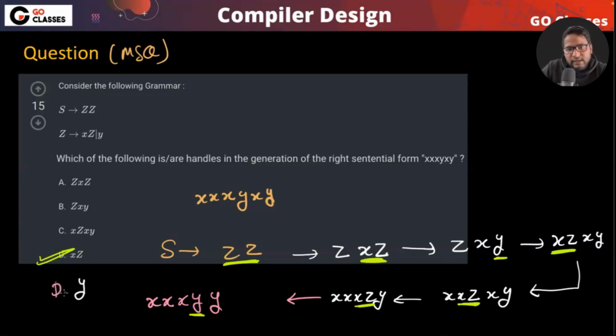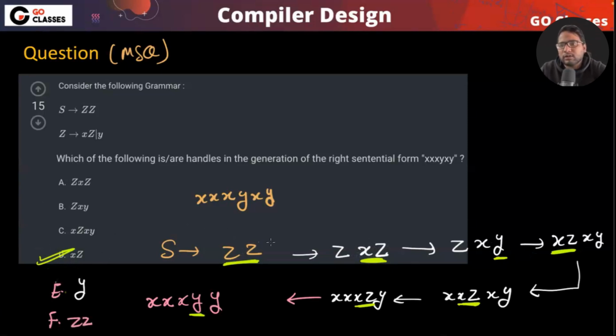Then the answer is yes, right? So this is option E, let's suppose. Is it a handle? Yes. Let's suppose option F is this y was a handle. This xz, I think they have given. Okay, so maybe let's suppose zz.